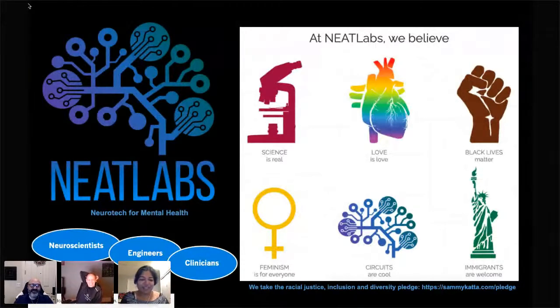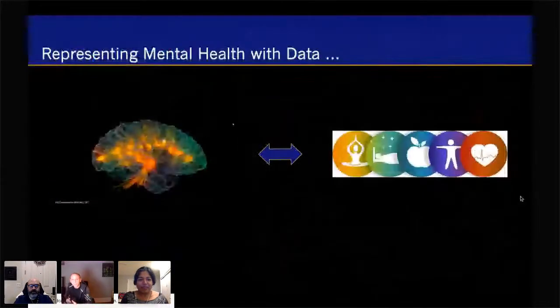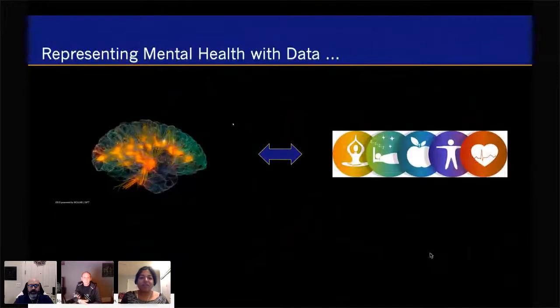Okay, so we're the Neat Labs, and our goal is really developing new neurotech for mental health, and we believe in both engineering and translation. So we have a bunch of neuroscientists, engineers, and clinicians coming together. Given the diverse backgrounds people come with, we also have a very heavy diversity focus, and we make sure that strong ideas around diversity are commonly discussed in the lab. And where we started off, our goal is simply that we represent mental health with data.